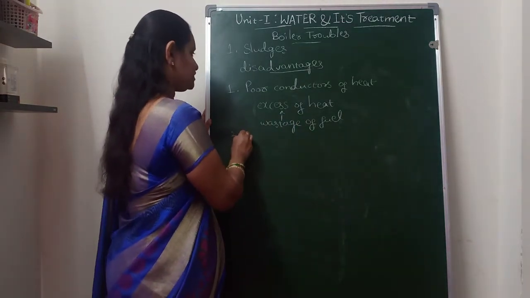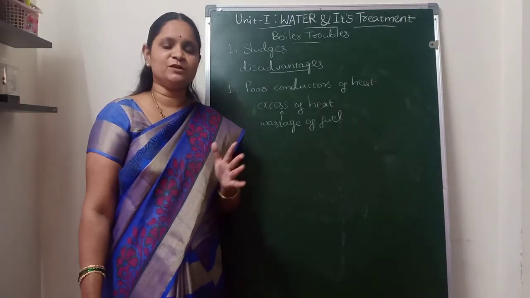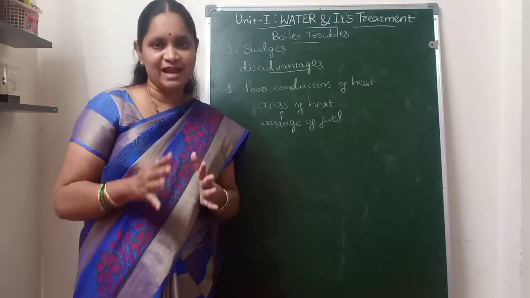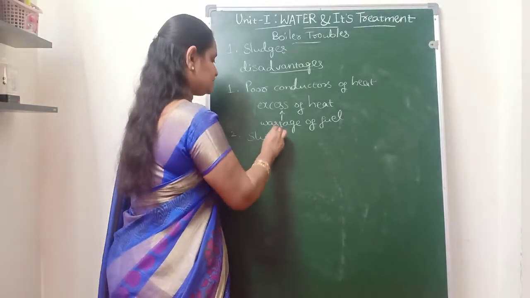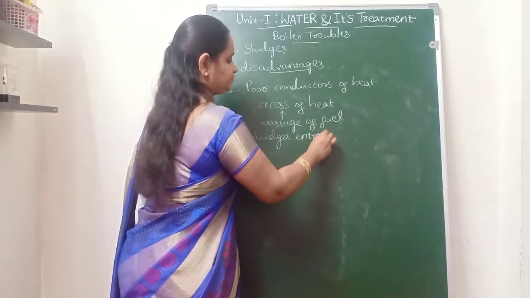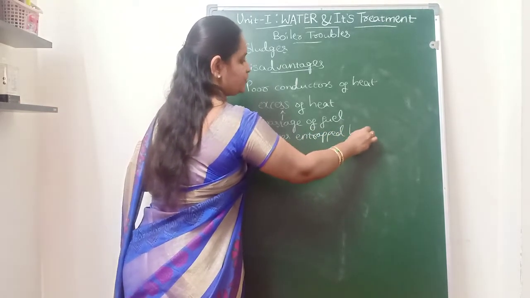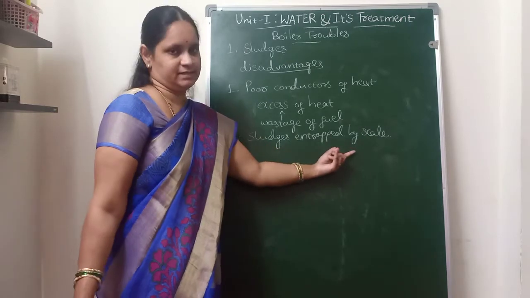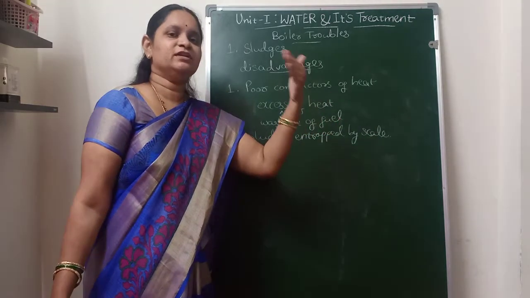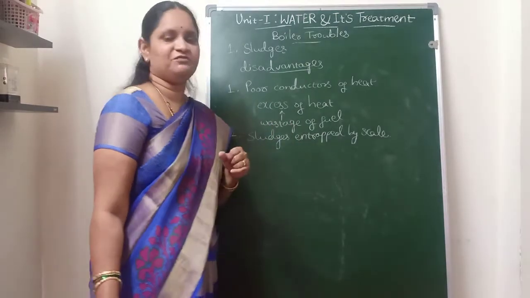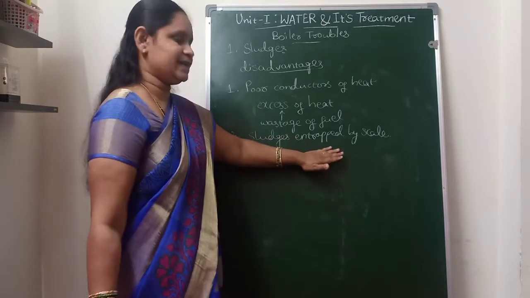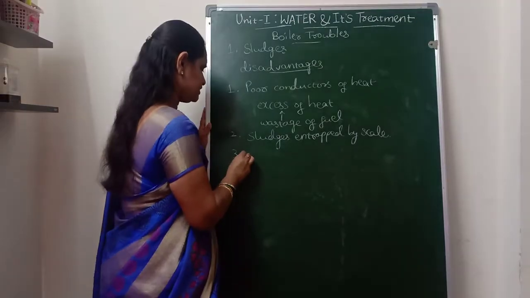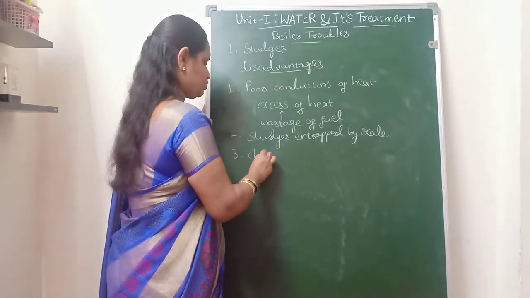And sometimes sludges are not that harmful because they can be easily removed. But sometimes sludges will get entrapped with the scale forming substances. In that case, the thickness of the scale is going to increase because of the sludges, and that will lead to a greater wastage of fuel. So sludges getting entrapped with scale forming substances is also harmful to the boilers. And sometimes it will lead to choking of pipes.